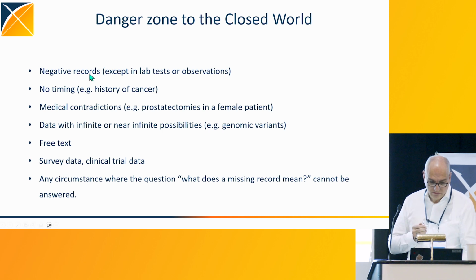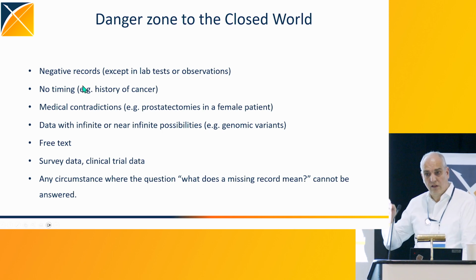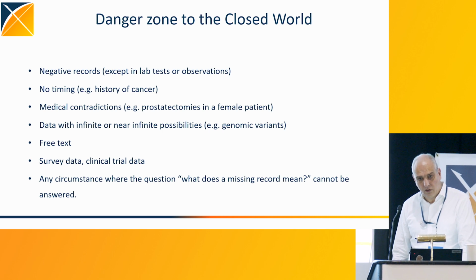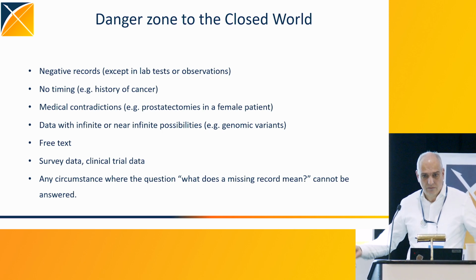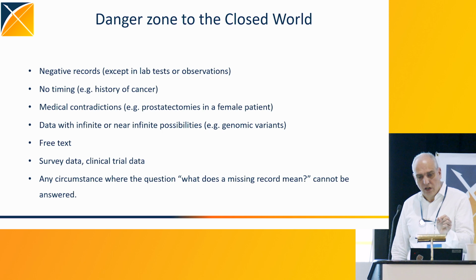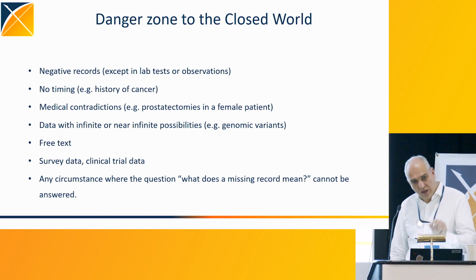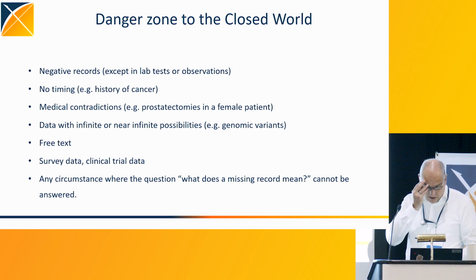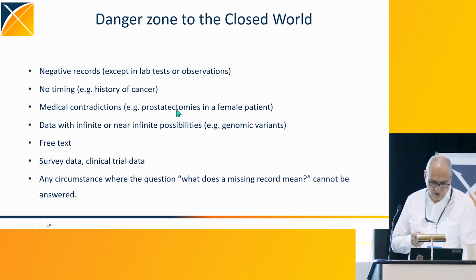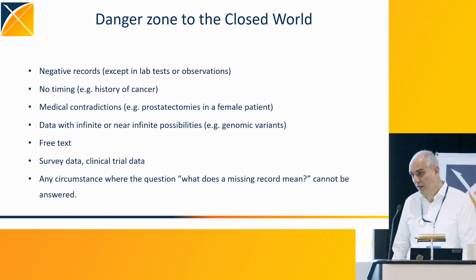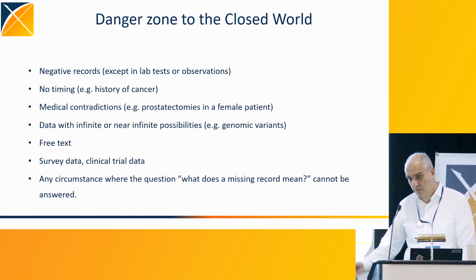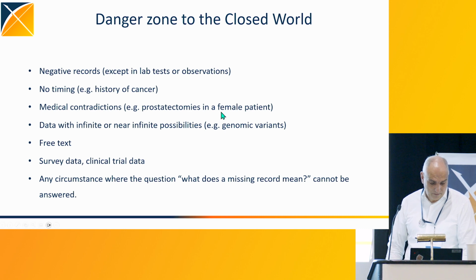No timing. In a survey, did your doctor tell you you have high blood pressure? When? How do you do research if you don't know when the high blood pressure happened and whether that's an effect of another drug or whether your drug fixed the high blood pressure? You don't know that. You can't say that. Medical contradictions, prostatectomies in female patients. Okay, so obviously that's a violation to the first assumption. You have a female patient and you get a prostatectomy.